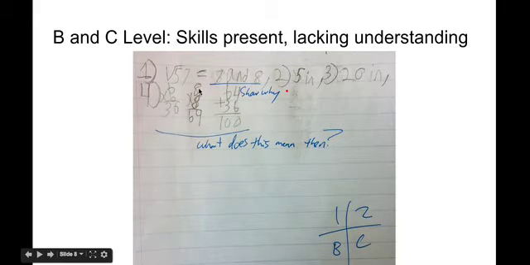And then this person, we're seeing the skills present, but not wrapping that up or talking about what their answer means. And in this case, not taking a square root of 100 to get to that final answer.